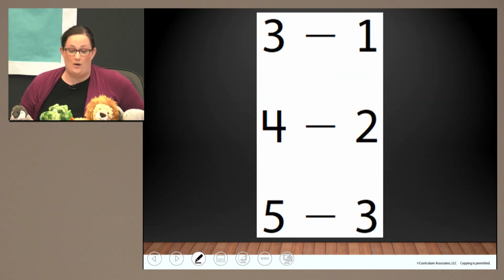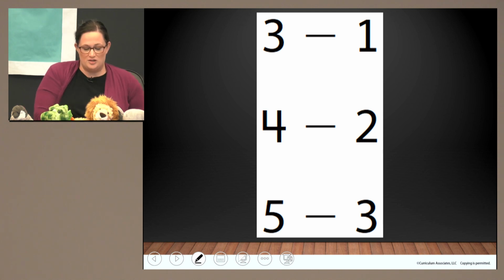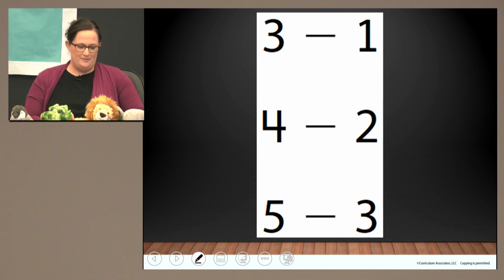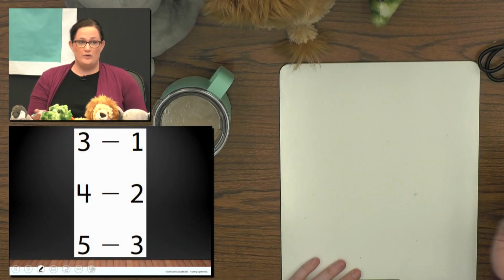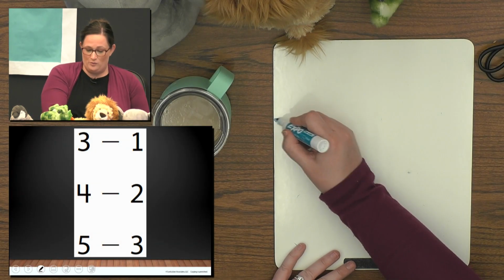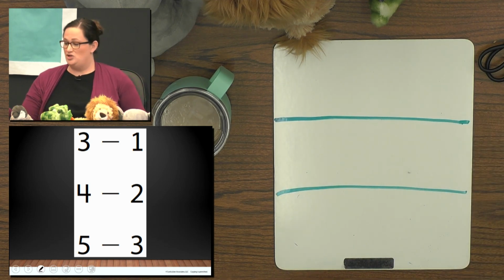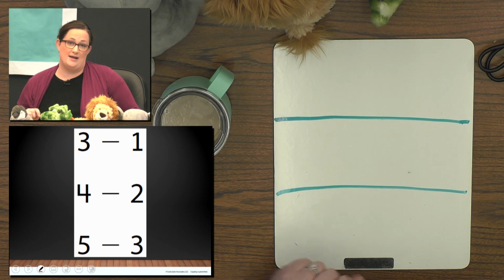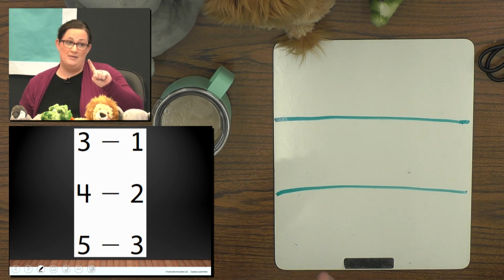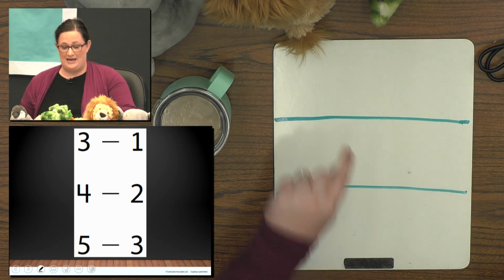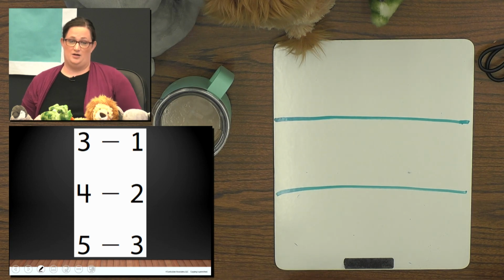Okay, now on your whiteboard, I want you to erase and I want you to do the circle drawings like we just did. So Mr. Kevin, can you show my whiteboard? Yes. You're going to separate your whiteboard into 3 sections. And I want you to show each of these equations using a circle drawing. I'm gonna give you about 1 minute and then we're gonna come back and I will show you the answer. Are you ready? Go for it.